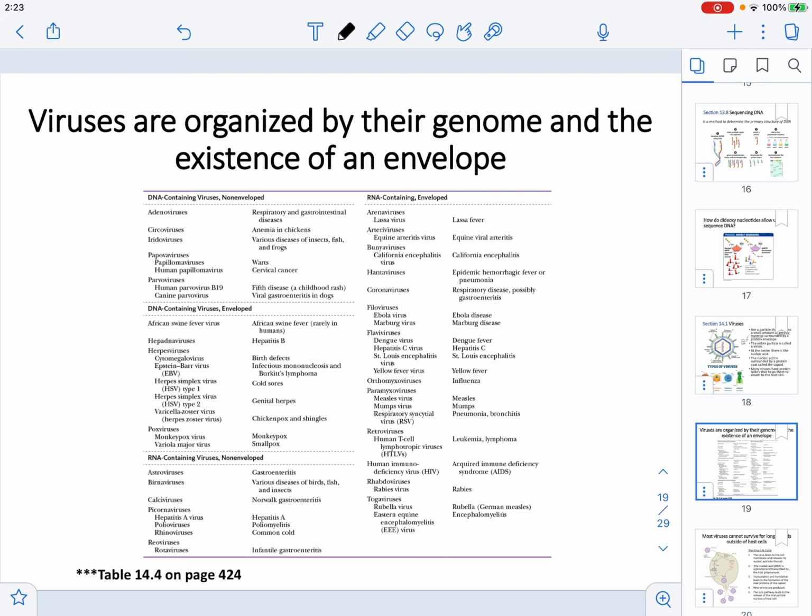Viruses are organized by their genome and their existence of an envelope. As you can see summarized in table 14.4, which can be found on the textbook's page 424, the table summarizes 4 different classes of viruses overall. As you can see, pretty much what we have is DNA containing that are enveloped, DNA containing that are not enveloped, RNA containing that are non-enveloped, and RNA containing that are enveloped.